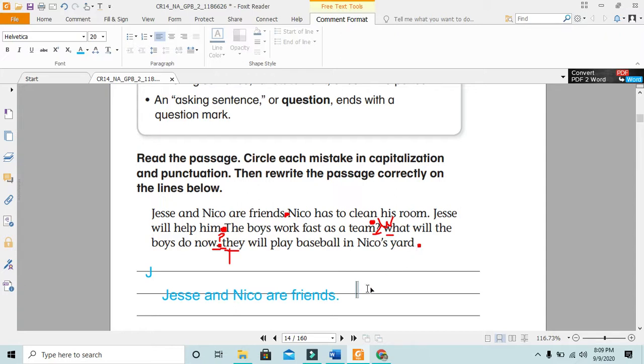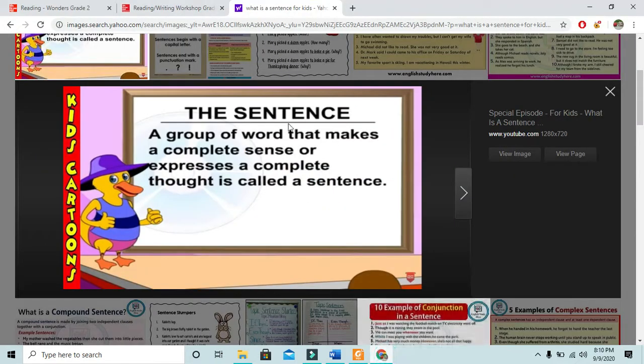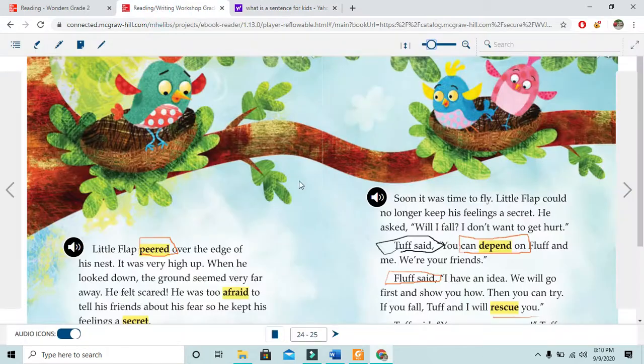We finished our grammar part for today. I want you to remember the difference between the question and the statement. Now let's go to the reading part. Take out your reading books and open them on page 25. Here we go. Page 25.